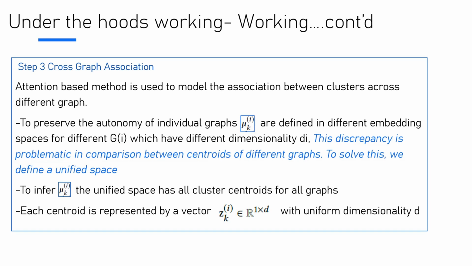This turns out to be a problem when it comes to comparison between centroids of different graphs, owing to the different dimensionality. To solve this problem, we define a unified space. This is a unified space for all cluster centroids of all graphs, such that each centroid is represented by a vector z_k, which is of uniform dimensionality d. And since they have the same dimensionality d, operations such as comparison become a lot easier across two or multiple centroids.